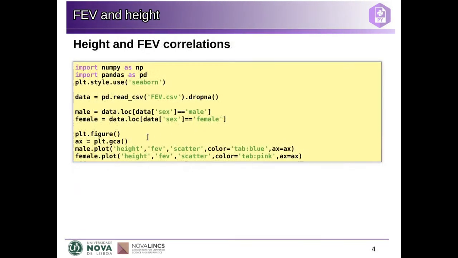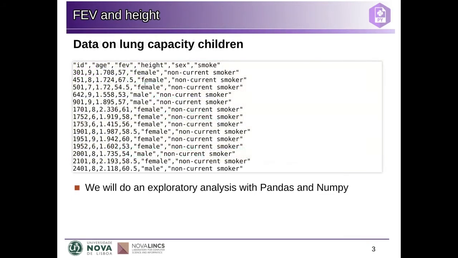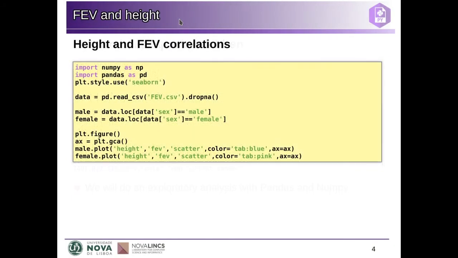And now I'm going to separate into two tables. So all those rows where the sex column is equal to male, I put in the male table, and the rows where the sex column is equal to female, I put in the female table. So this way we can separate our subjects according to sex. And now we can use pandas to plot the distribution of height and lung capacity for the two different tables.